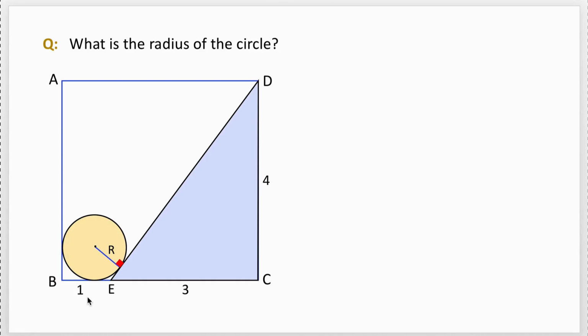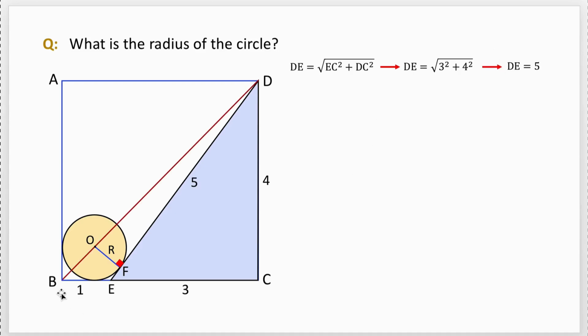and since the length of a square is 4, the length of BE is 1. The center of the circle is labeled O, and the segment OF of length r is perpendicular to ED. Triangle CED is a right angle, so DE can be found using the Pythagorean theorem. Since EC is 3 and DC is 4, the hypotenuse DE equals 5.